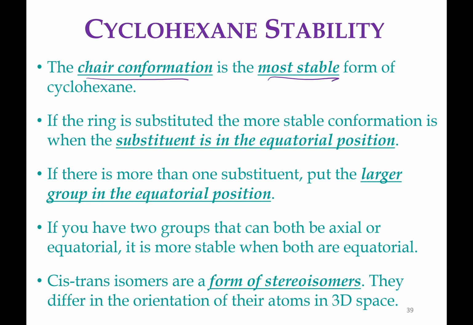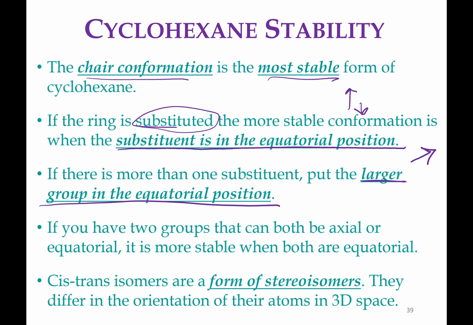If we have substituents on the ring, this is where it becomes an issue of stability. The more stable conformation is when the substituent is in the equatorial position, because it's going to be pointing out and away from the ring versus up or down where it could get strained by nearby hydrogens or other substituents. So if there's more than one substituent, we always want to put the larger group in the equatorial position if at all possible. If you have two groups that can exist and be both axial or both equatorial, you would want them to be both equatorial because that's going to be more stable.